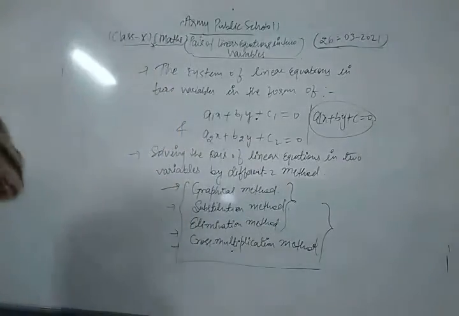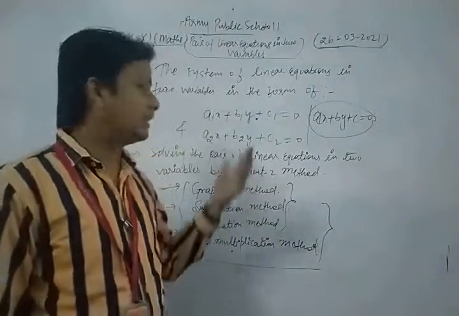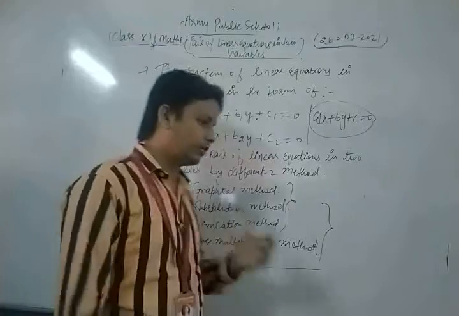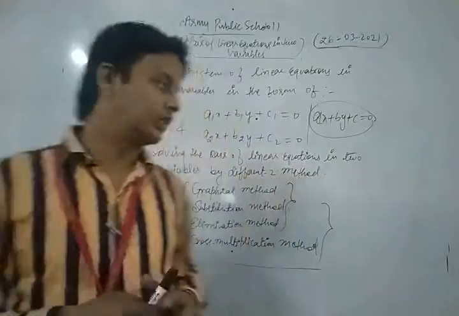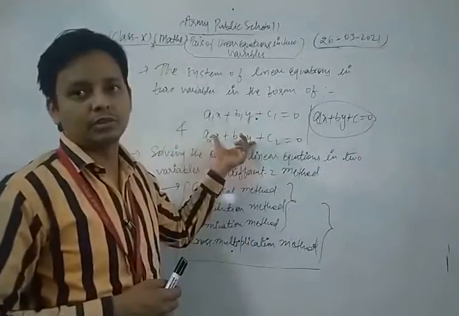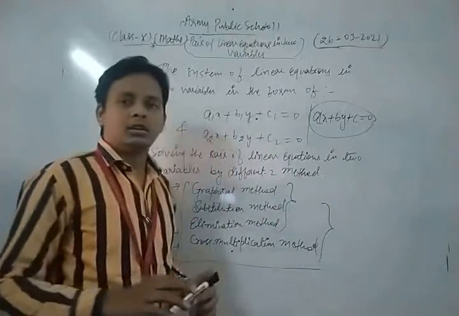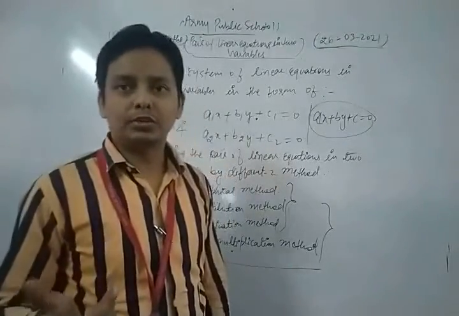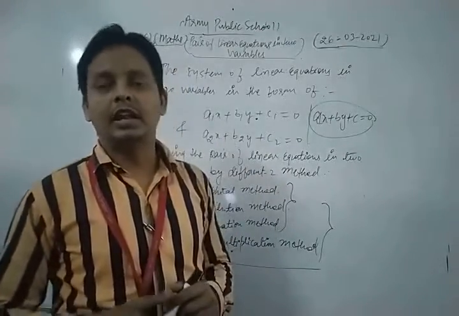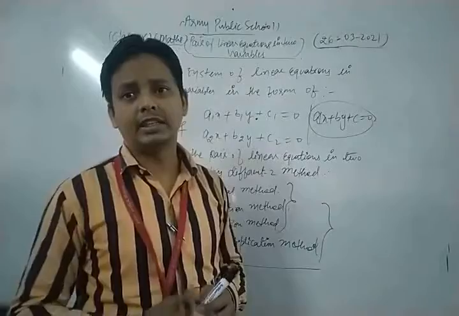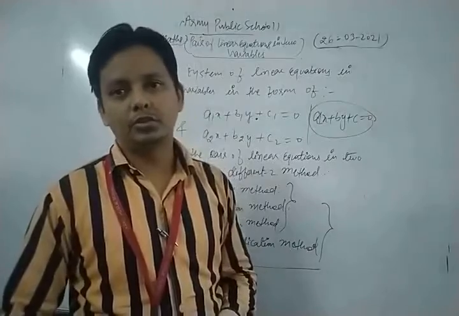Dear students, what is the process of solving the equations by the graphical method? First of all we draw the graph of each linear equation in two variables on the same graph paper. From both the equations we get a straight line. And the point of intersection of those straight lines is the required solution of the pair of linear equations in two variables. Okay, dear students.